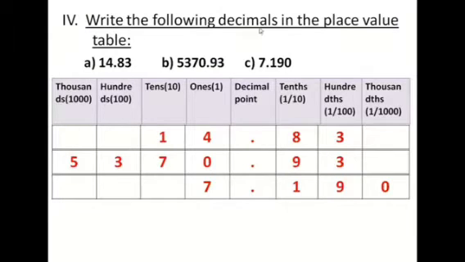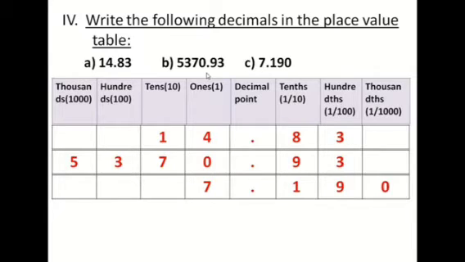Fourth main, write the following decimals in the place value table. Question number A was 14.83. So 1 will be in tens, 4 will be in ones, decimal point, 8 will come in tenths place and 3 will come in hundredths place.